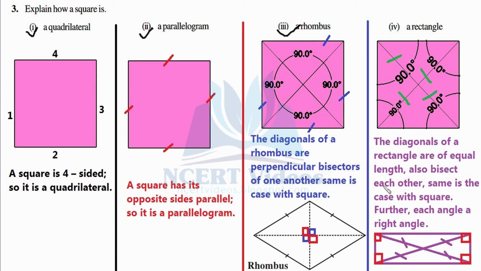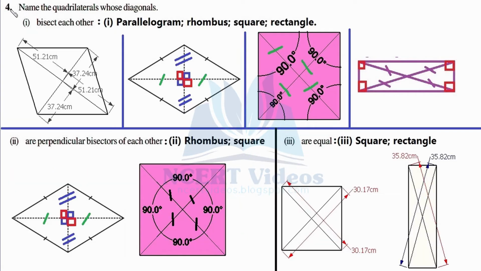It also says they bisect each other. The same we discussed here. That is, this line segment length will be equal to this line segment length. That is, diagonals divide each other equally, in two halves. Further, each angle is a right angle. Also, in the case of a rectangle and a square, each internal angle is equal to 90 degrees. So this is the reason how a square is a rectangle. With this, the fourth part is also solved, and this completes our question number 3rd. Question number 4th.